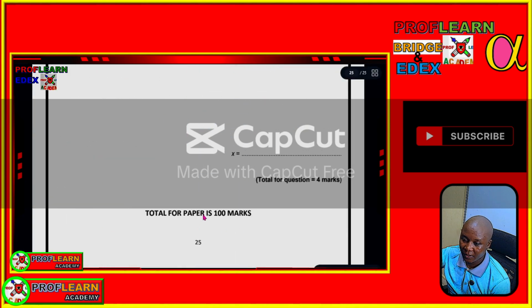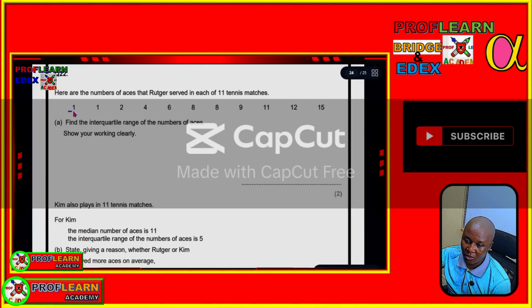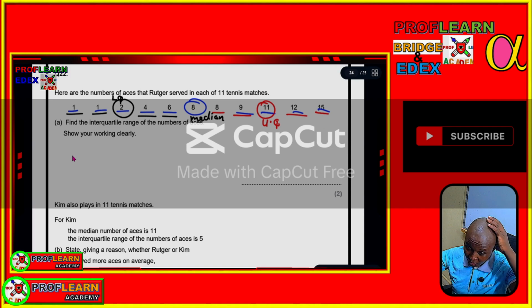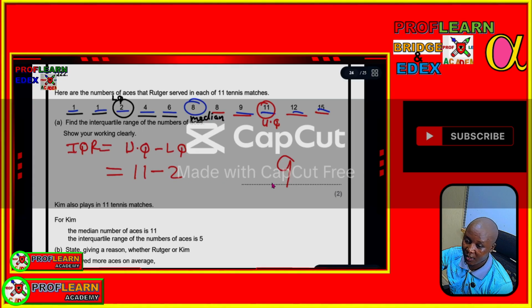Yeah, so basically we also need to know how to find the interquartile range for data like this one. So we shall identify the median, which is going to be 8. This is the median, 8, and the lower quartile will be 2 here, and the upper quartile is going to be 11. So the interquartile range here is going to be 11 minus 2, and that is going to translate to 9.